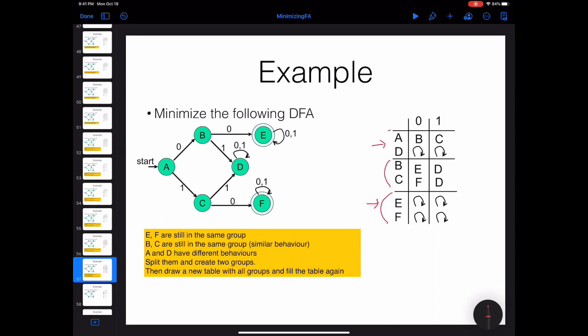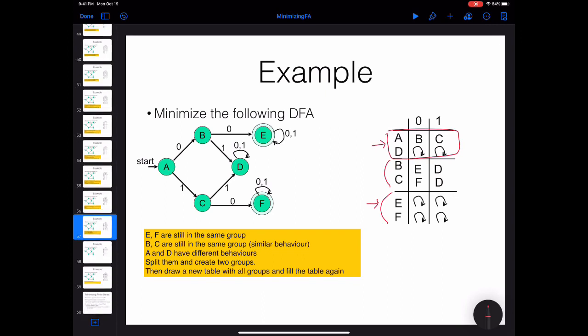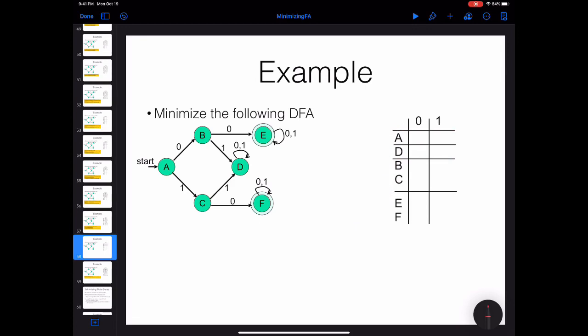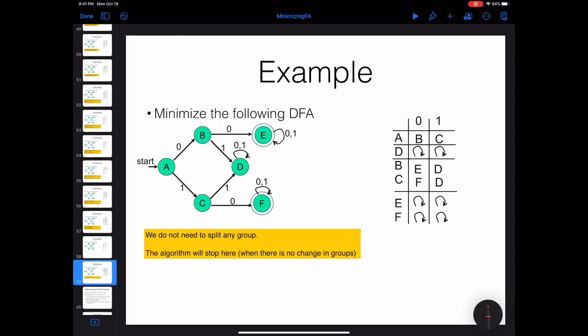But there is something happening for this group here. The behavior of A and D are different, so I need to split that group again. Because there is a change in the table, I have to again fill out the whole table. If I fill out the whole table, I can see that those groups that have only one state, you don't need to be worried about them. You cannot split them more, right? So you check the rest of the groups.